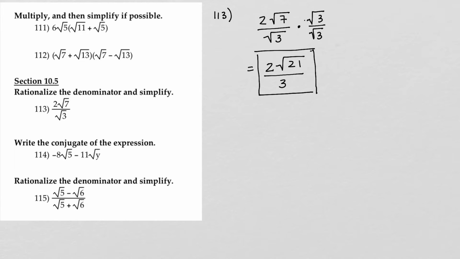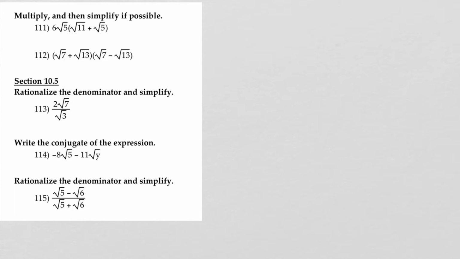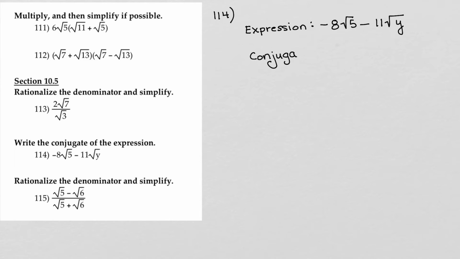All right, let's take a look at 114. Here we want to write the conjugate of the expression. So my expression is negative 8 times the square root of 5 minus 11 times the square root of y. So the conjugate, all I have to do here, I don't have to do any rationalizing a denominator. They just gave me the one expression. So all I have to do is literally just copy that whole thing down.